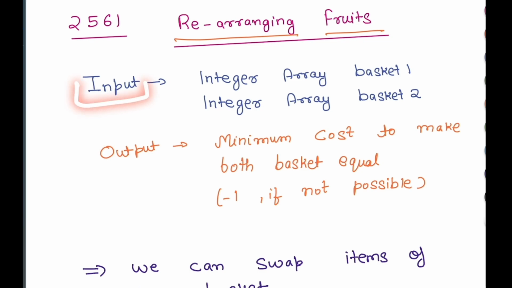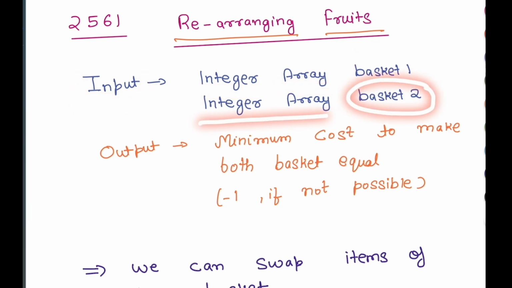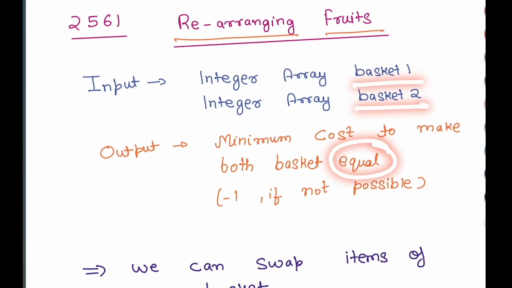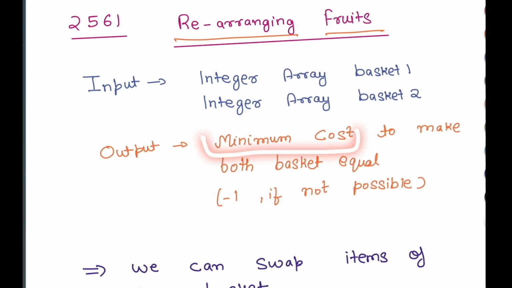The given input in the problem is an integer array called basket1 and another integer array called basket2. So we are given a total of two inputs. Both are integer arrays, basket1 and basket2. The output we need to give is the minimum cost to make both the baskets equal. So basically we are given two baskets, right? And these baskets are nothing but costs of different fruits. So in both the arrays we are given costs of different fruits as basket1 and basket2. We need to make basket1 and basket2 equal. That is our job, and we need to find the minimum cost to make both the baskets equal. If it is not possible to make both the baskets equal, we need to return -1.